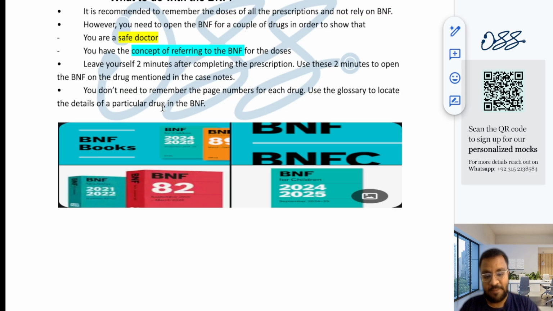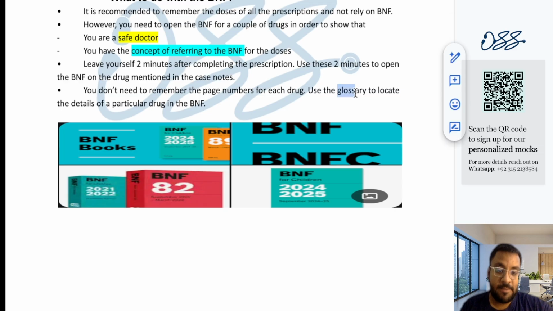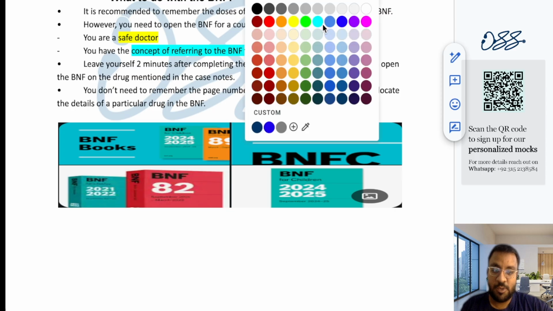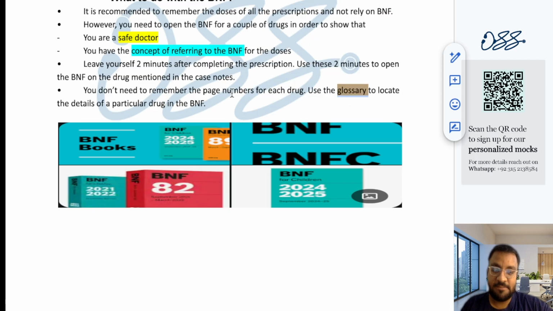Just open that particular page number, and you would know that you are on the page where the BNF is talking about clarithromycin, or vancomycin, or lithium or prednisolone. So just use the glossary. That is going to save a lot of your time. Do not remember the page numbers, and do not refer to the index, because in the index you wouldn't find a specific drug name. They have just mentioned the classes of drugs, that are antibiotics or steroids, or painkillers, and then you would have to open the chapter and eventually go and find the drug. That is going to take a lot of time.